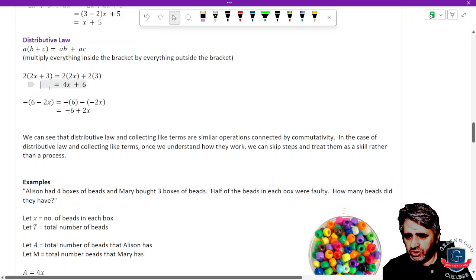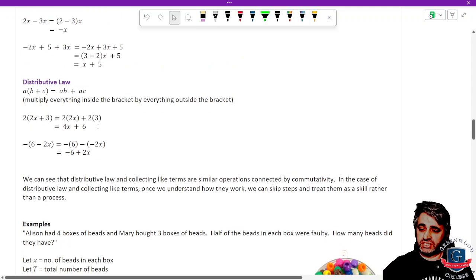So if we have 2 lots of 2x plus 3, that's going to be 2 lots of 2x and 2 lots of 3. 2 times 2x is 4x, 2 times 3 is 6. Similarly, if we have minus 1 outside the bracket, remembering that if we don't write the 1, it's still there, we just have implied it. Minus 1 times 6 is minus 6. Minus 1 times minus 2x is positive 2x from our negative number information in arithmetic. Negative times negative is positive.